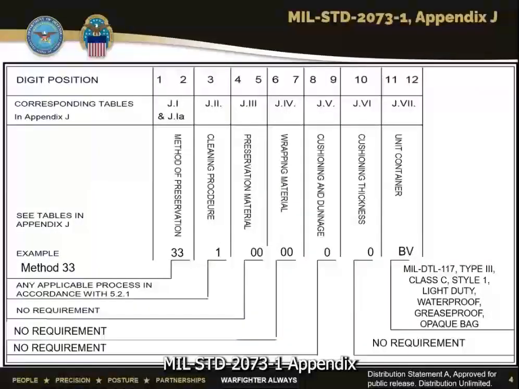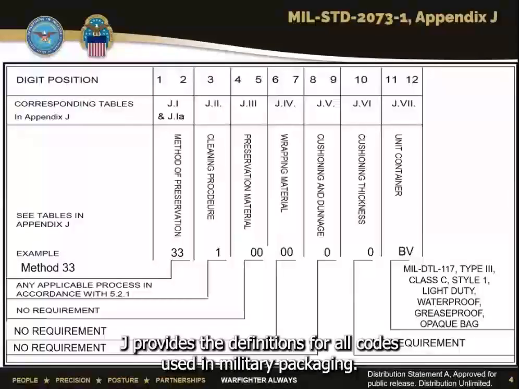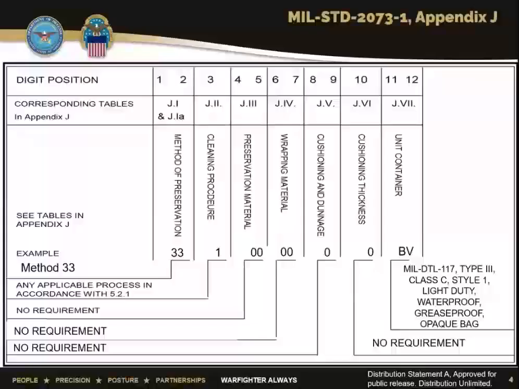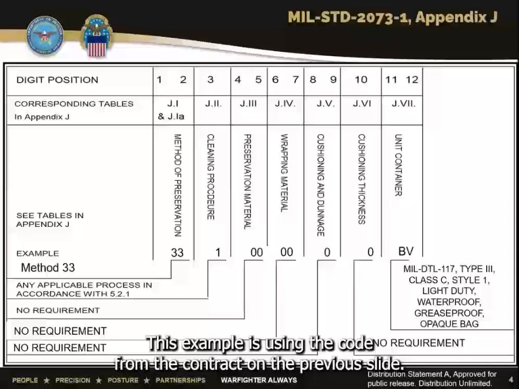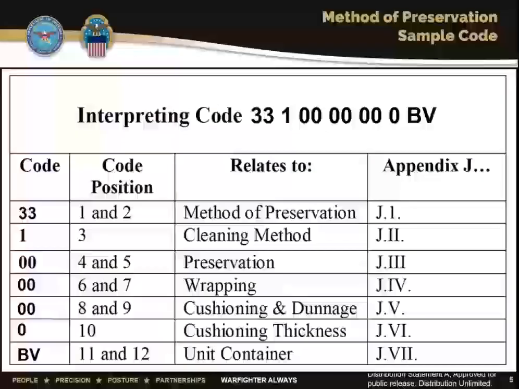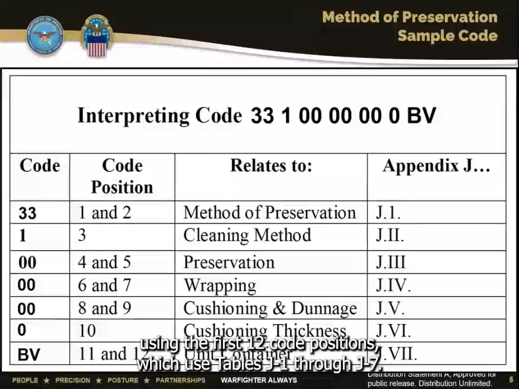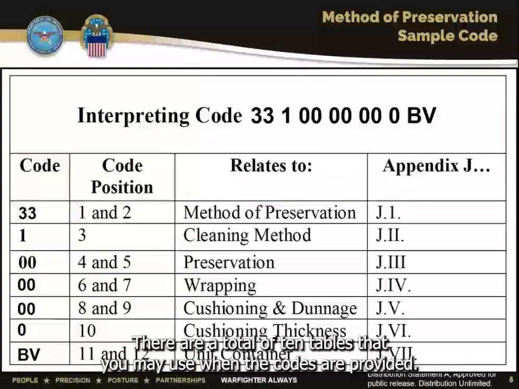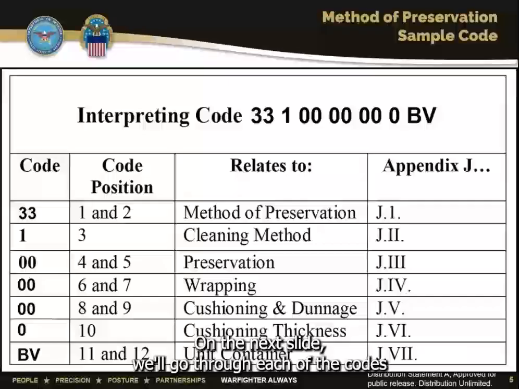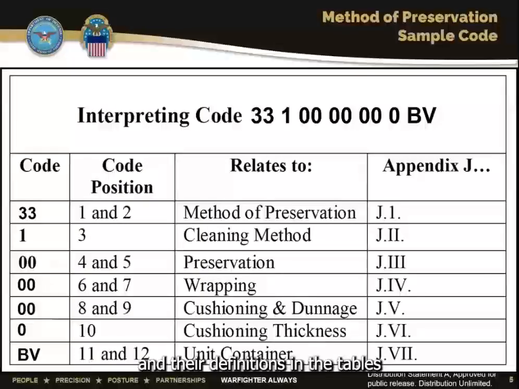MIL Standard 2073-1, Appendix J, provides the definitions for all codes used in military packaging. This chart shows the tables in Appendix J used to get the definition for each code. This example is using the code from the contract on the previous slide. For this example, we're only using the first 12 code positions, which use tables J1 through J7. There are a total of 10 tables that you may use when the codes are provided. On the next slide, we'll go through each of the codes and their definitions in the tables in MIL Standard 2073-1, Appendix J.